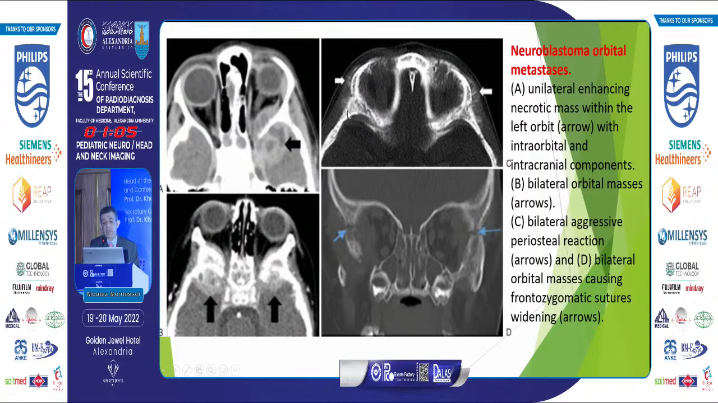So at this site, as we have seen, it can be involved by Langerhans cell histiocytosis, leukemia, lymphoma, metastatic neuroblastoma.